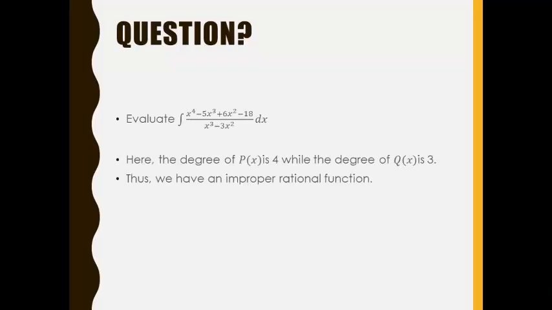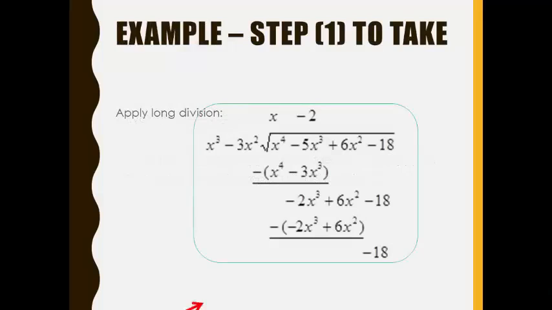Let us try evaluating this integral. Here, the degree of p(x) is greater than or equal to the degree of q(x). Thus, we have an improper rational function. First step to take is to divide p(x) by q(x). As can be seen, s(x) equals x minus 2 and r(x) equals negative 18.